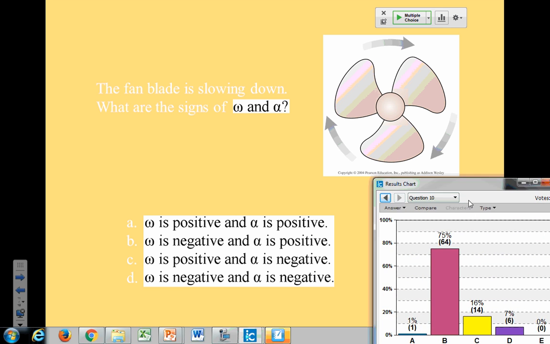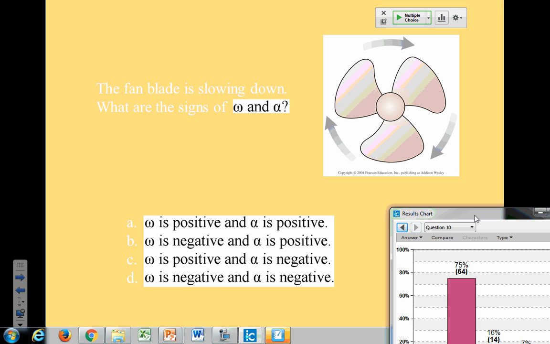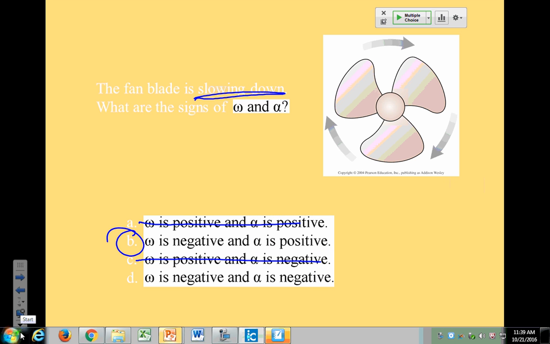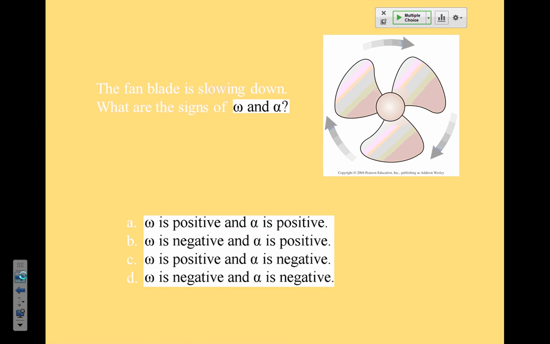Okay, I think that's right. So first of all, is it traveling in the clockwise or counterclockwise direction? Clockwise. So that means that omega has to be negative because it's clockwise. And then it says that it's slowing down. So that means that alpha will be opposite the direction of omega. All right, so clockwise means omega is negative. Because it's slowing down, alpha is opposite omega.